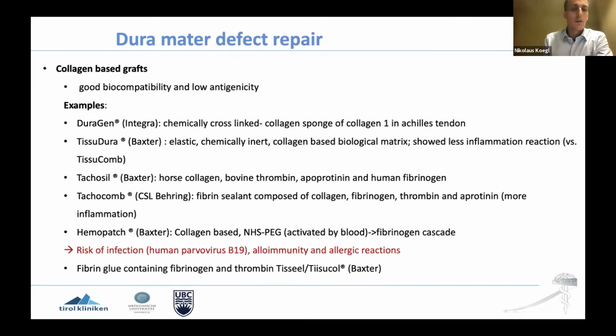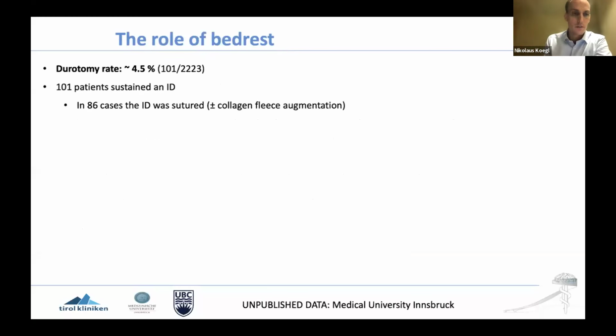They're usually good in terms of biocompatibility, and you have low antigenicity. There are products like Duragen, TissueDura, TachoSil, what have you. But keep in mind, if you use a sealant, this may clot and have a space-occupying effect as well. There are cases in the literature that show neurologic worsening after using that, just because it gets compressive.